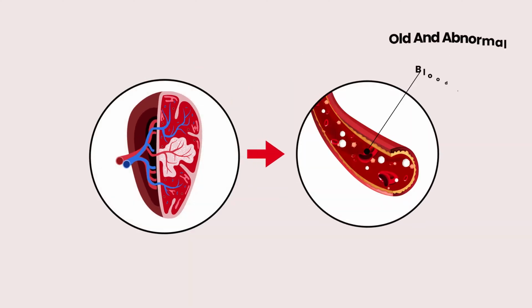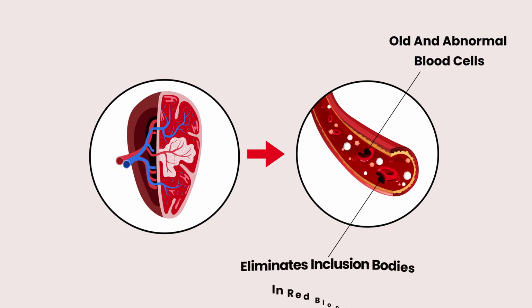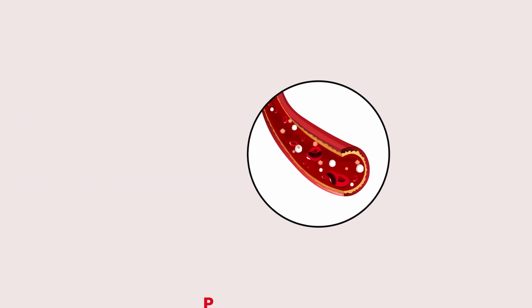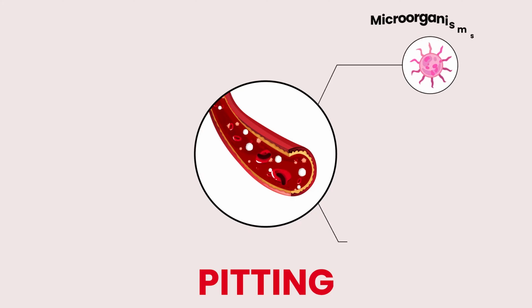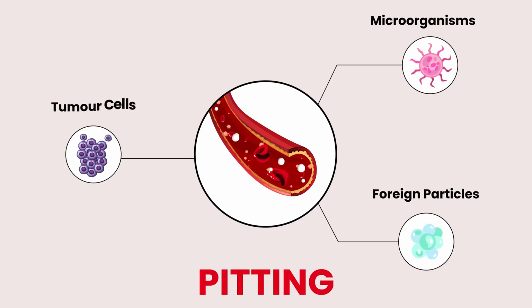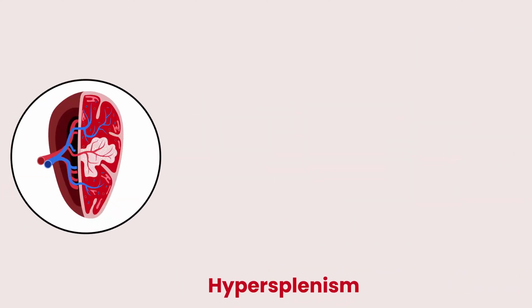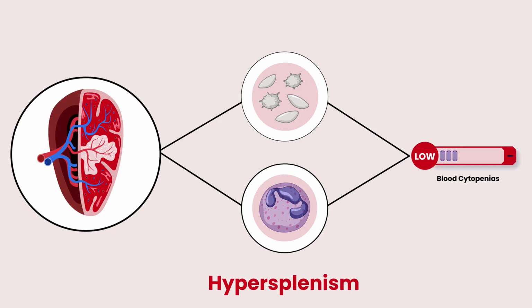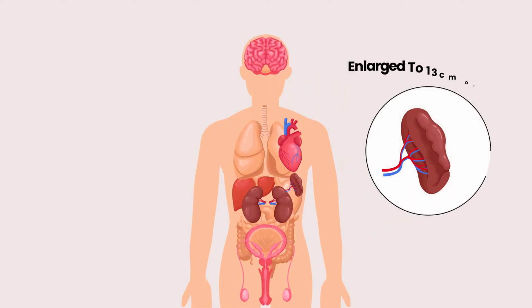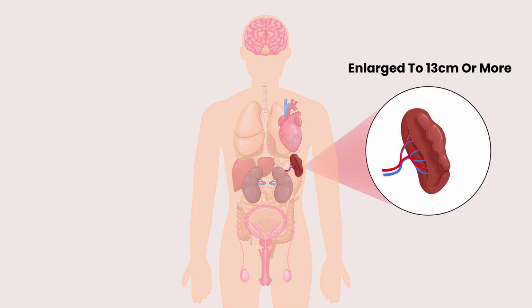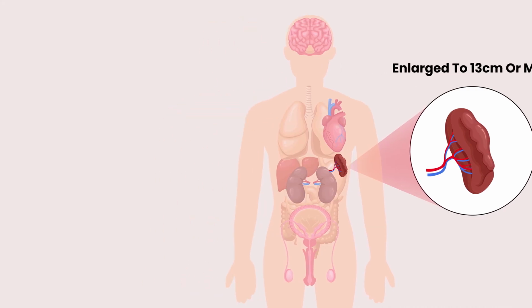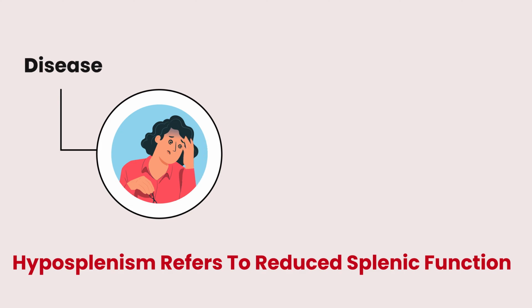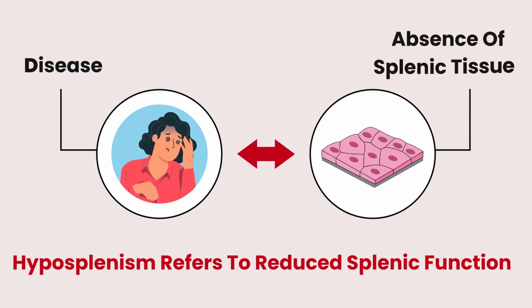It removes old and abnormal cells from the blood, eliminates inclusion bodies in red blood cells in a process called pitting, and removes microorganisms, foreign particles, and tumor cells from the blood. Hypersplenism is defined as blood cytopenias or low blood counts, usually neutrophils and platelets, in the setting of splenomegaly, or an enlarged spleen taken to be more than 13 centimeters. In contrast, hyposplenism refers to reduced splenic function either from disease or from the absence of splenic tissue.